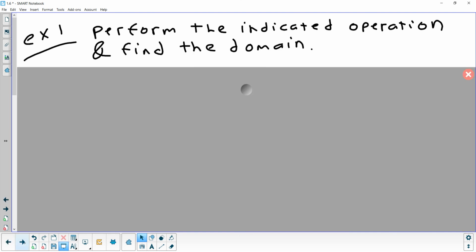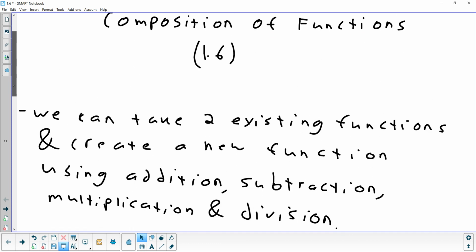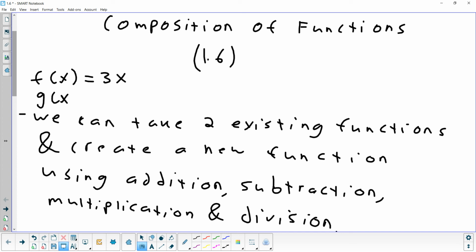So the most basic way we can take two functions and combine them together to create something new is to add them, subtract them, multiply them, or divide them. Here's a really simple example. Say f of x was 3x, and g of x was 7x.